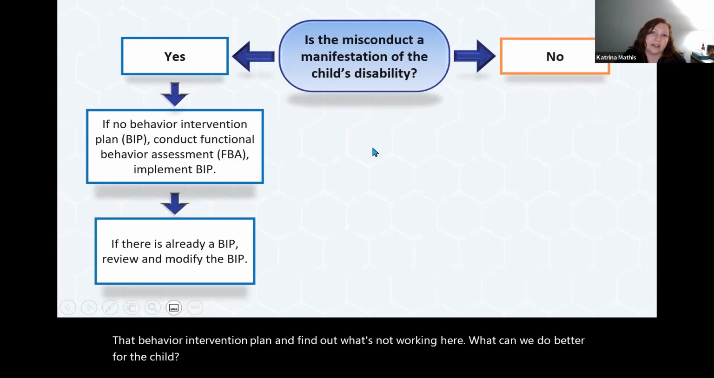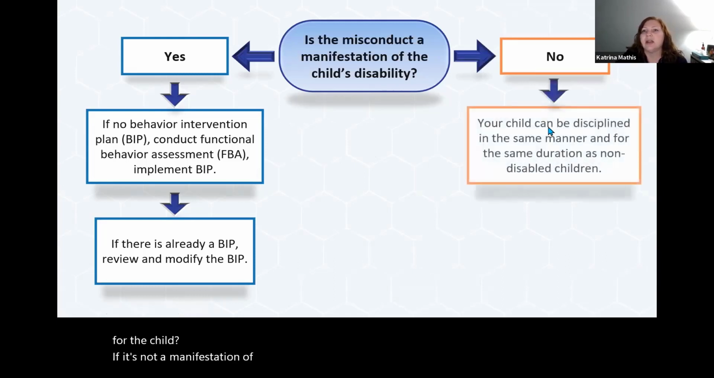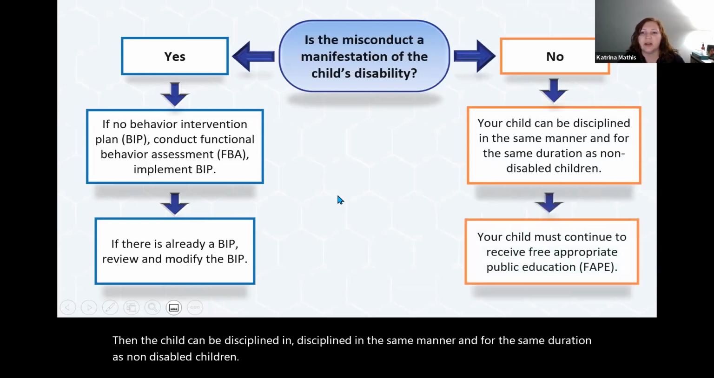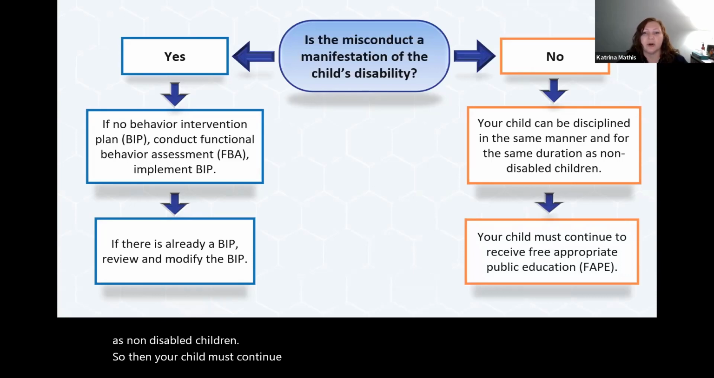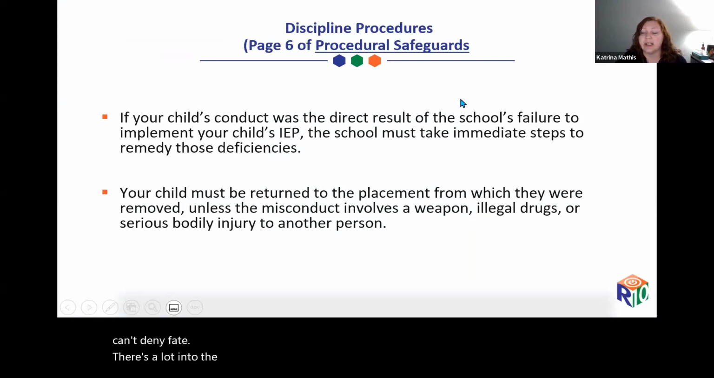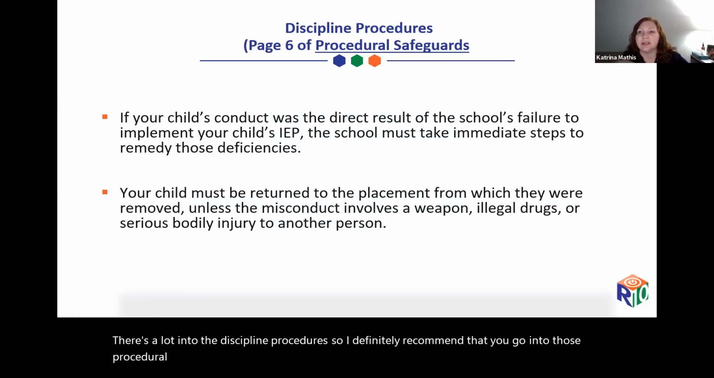If it's not a manifestation of the child's disability, then the child can be disciplined in the same manner and for the same duration as non-disabled children. So then your child must continue to receive that free, appropriate public education. So FAPE, we can't deny FAPE. There's a lot in the discipline procedures, so I definitely recommend that you go into those procedural safeguards and delve into it further, because there's a lot of really intricate information in there.